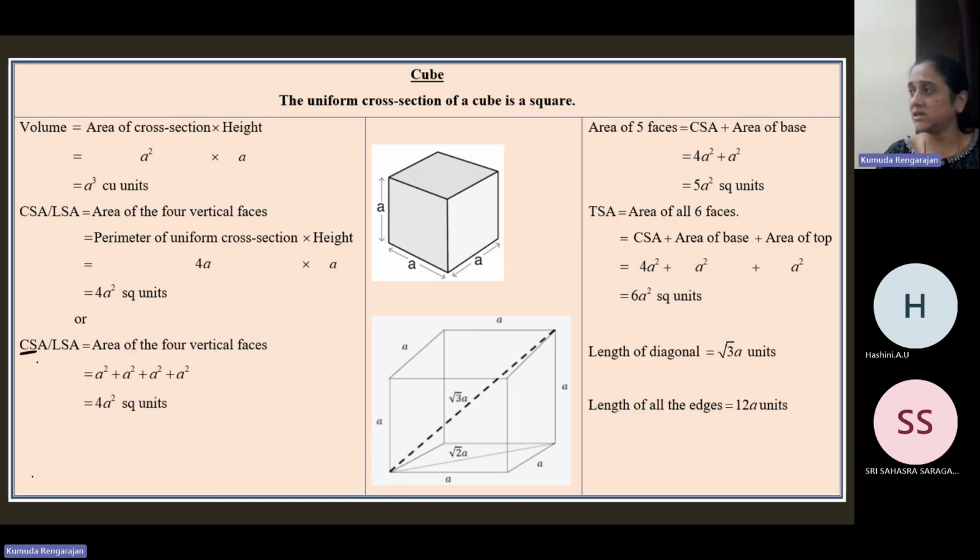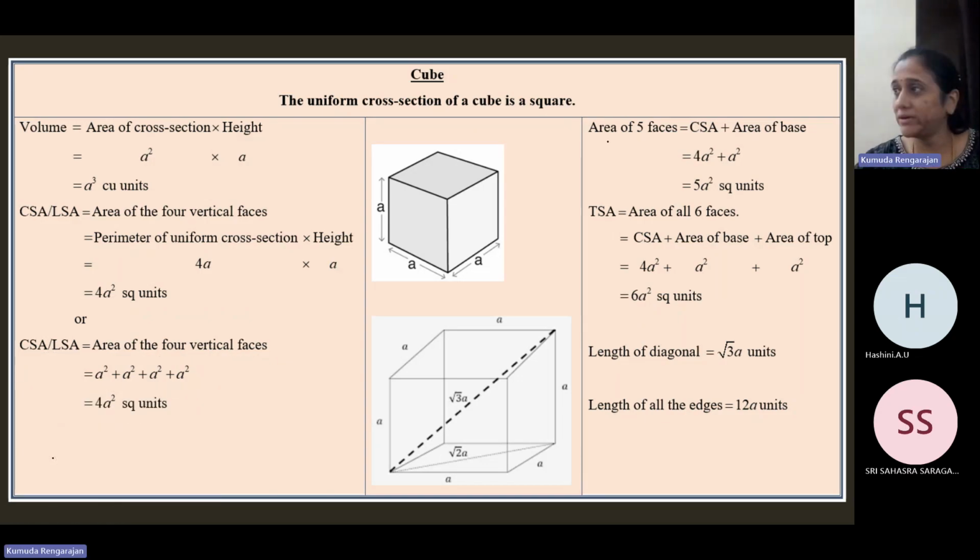We say curved surface area in the case of a cylinder. But again, sometimes we do say curved surface area for a cuboid and a cube also. So LSA is lateral surface area, CSA is curved surface area. Both mean the same. It is the area of the four vertical faces. So now you understand this.